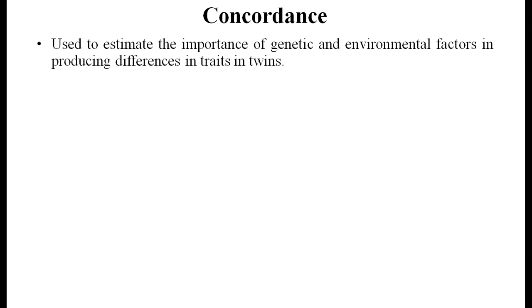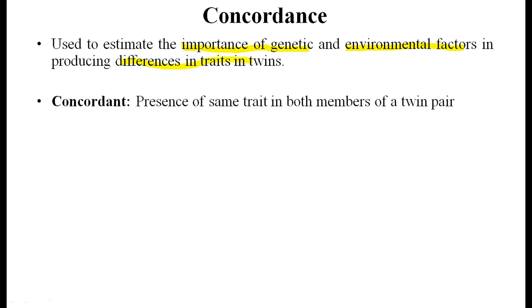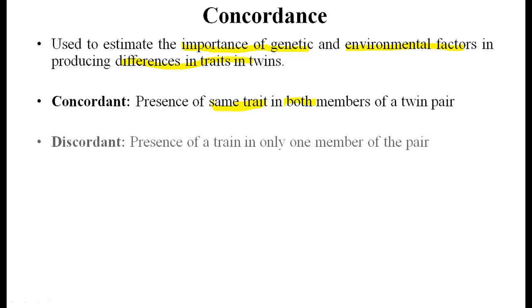Another term that is used is concordance. It is used to estimate the importance of genetic and environmental factors in producing different traits in twins. What is concordant? Concordant means the presence of the same trait in both twins. The opposite is discordant, in which only one member has that trait, and the other twin of the pair does not bear that trait.